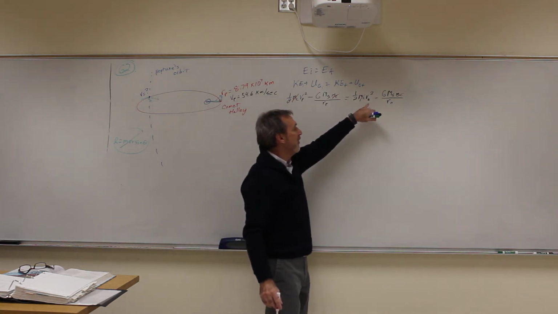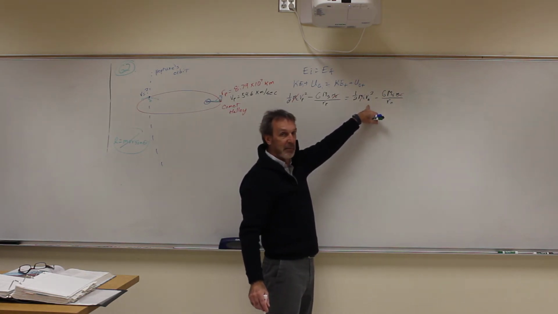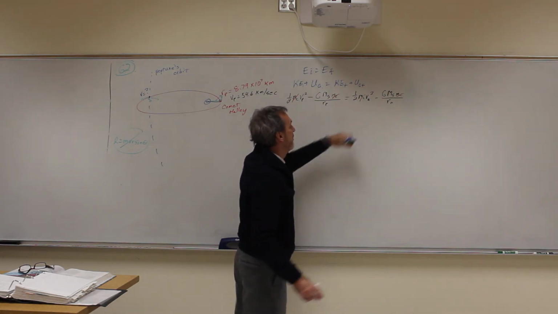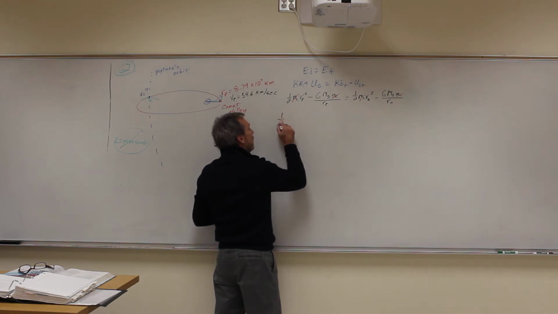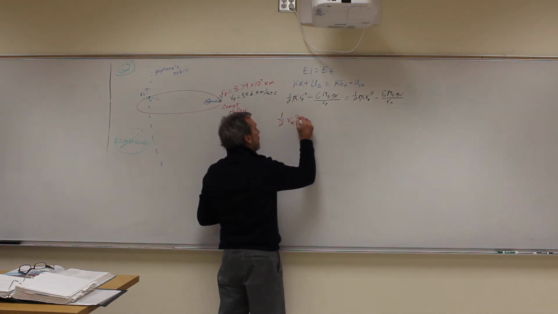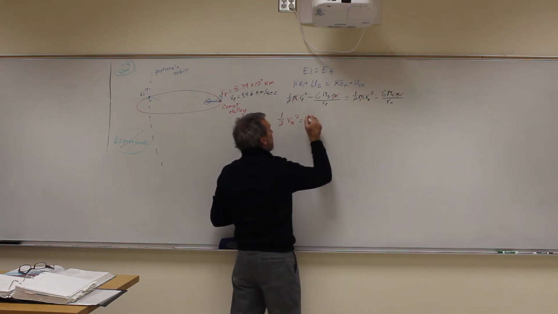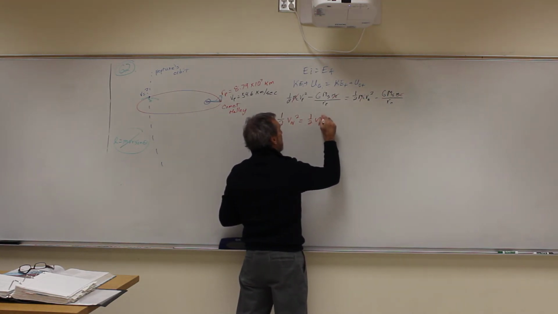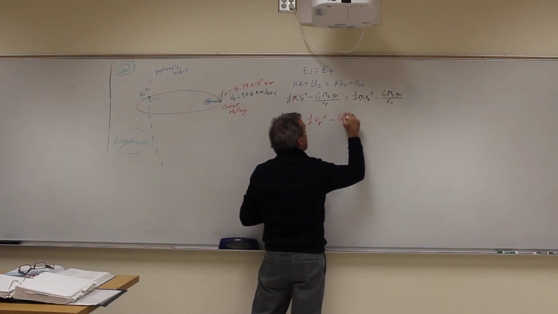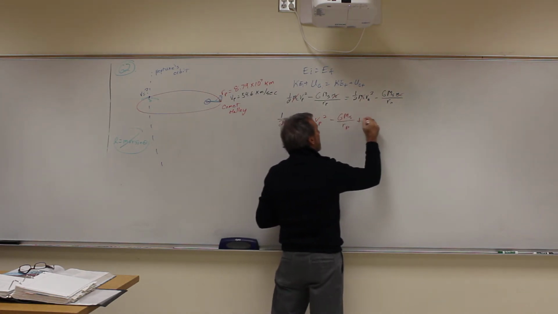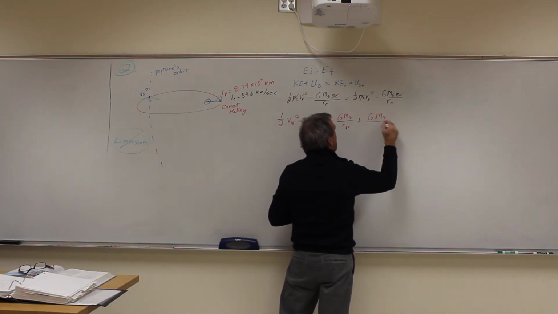What we want to do is solve for the velocity at Neptune's orbit. So I'm going to move that to this side over here and rewrite it. I'm going to have 1/2 the velocity at Neptune squared. This becomes 1/2 the velocity at perihelion squared minus G, mass of the sun, over the radius at perihelion. That becomes positive G, mass of the sun, over the radius at Neptune's orbit.